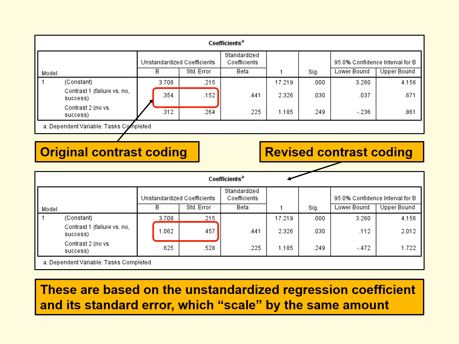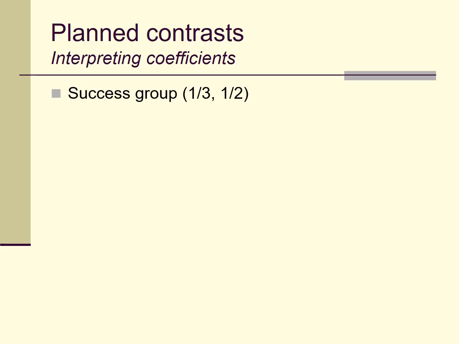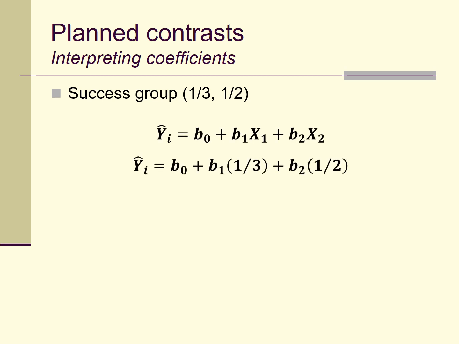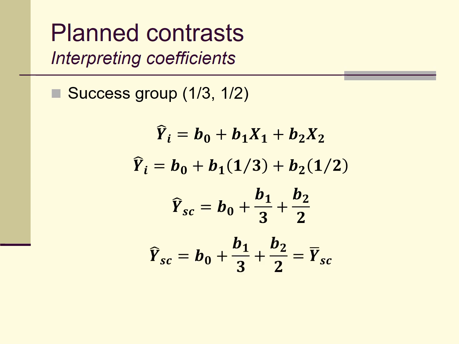Let's move on and consider our last group. That's the success group, the group that has the code -1/3 and +1/3. So we're going to go ahead, get our equation, substitute in, and start doing some algebra, and do a little bit more where we take advantage of the fact that the prediction made for people in the success group is going to be equal to the average for the success group.